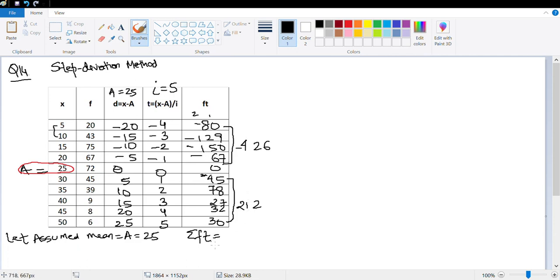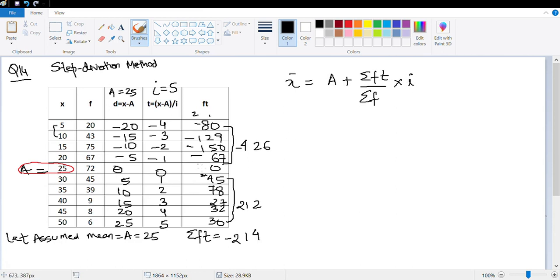Perfect. Now summation ft will be 6 plus minus 2, that's 4. 2 minus 1, that's 1. And 4 minus 2, that's 2. Negative 214. Let's check this again. 4, 1, 2. Perfect. So the formula for calculating mean in this case is mean is equal to assumed mean plus summation ft upon summation f into I. Because we divided by I, now we are multiplying it by I to give me the same value.